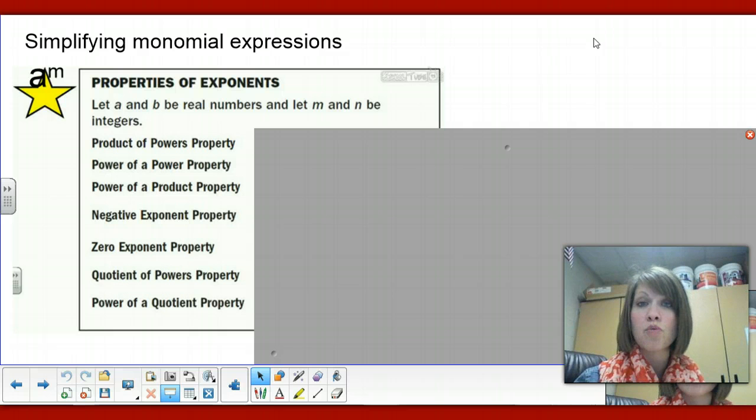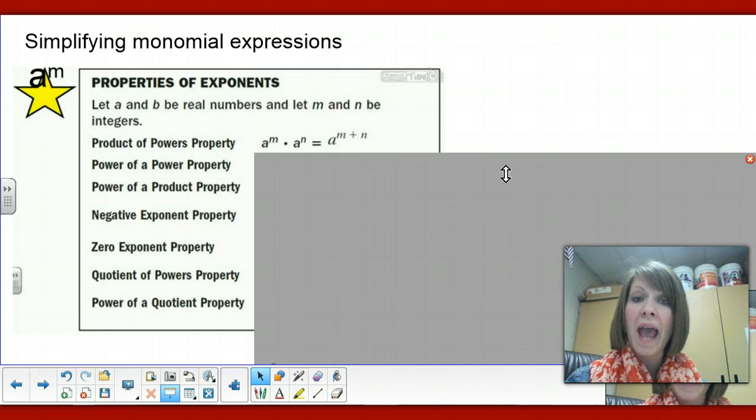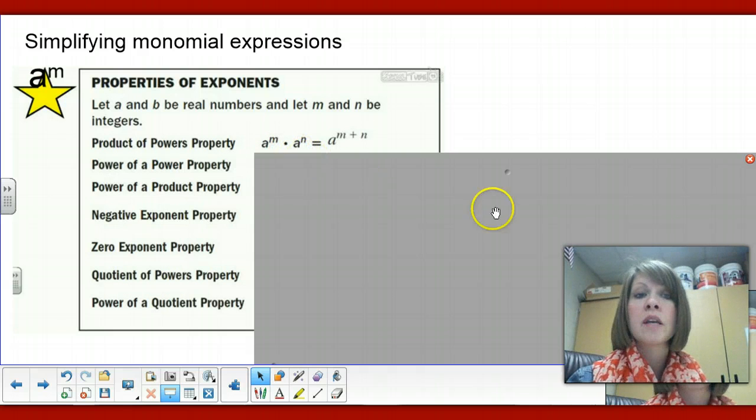Okay, so these are some rules that you learned in Algebra 1 and we're going to continue to use in Algebra 2. One of them is the product rule, where if you take a to the m times a to the n, that's equal to a to the m plus n. You're going to add those exponents when you have a like base that you're multiplying together.